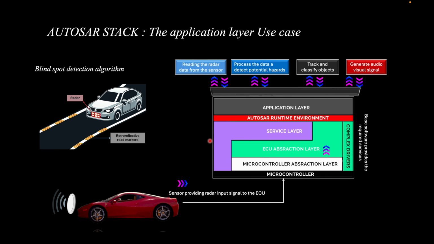So here we've seen two flows. One is the service flow that the first software component is receiving in this case, and another is the control flow that is generated from the last software component. So this is the entire process through which everything is processed for the blind spot detection algorithm, and that is how it is working with the application layer.